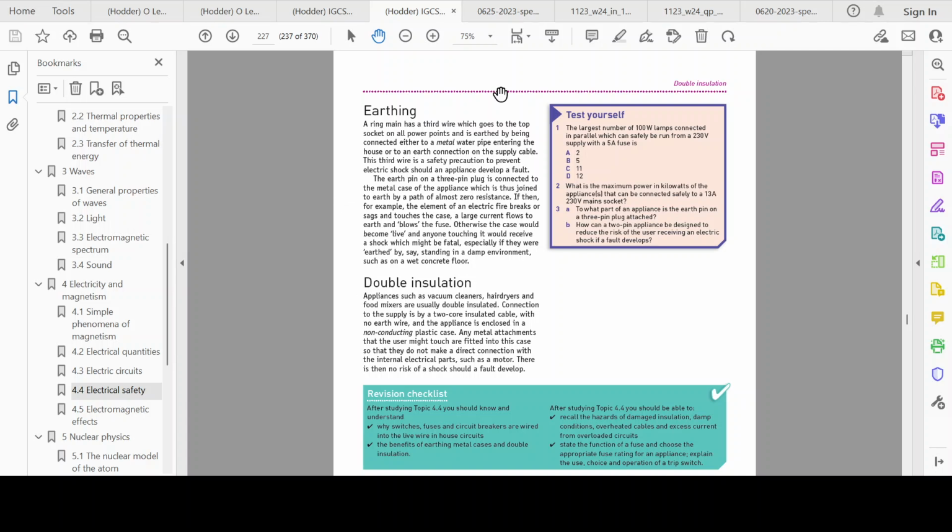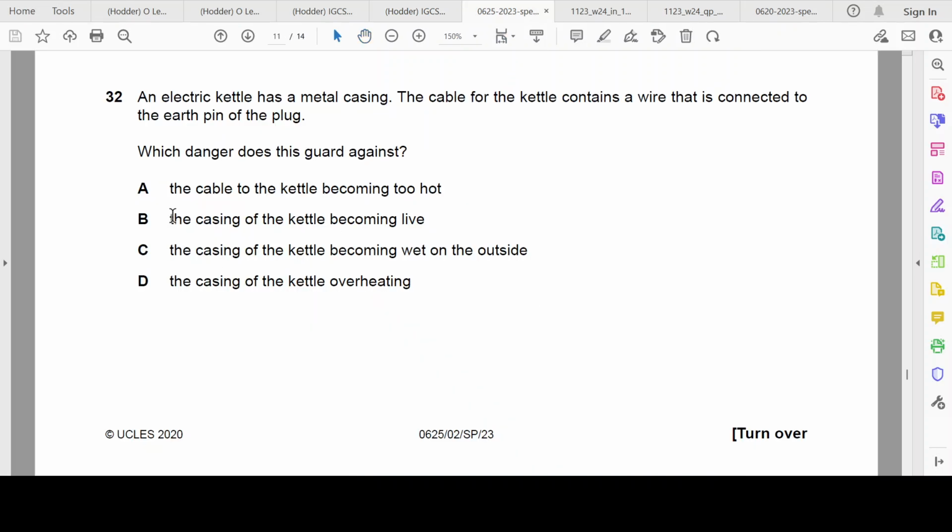So therefore, it prevents the casing of the kettle from becoming live. It has a metal casing, and that's the problem. So it prevents electricity flowing through the casing, which would cause a shock to the user, especially since it is an electric kettle, so you're putting water in it, which is worse. Okay, right, Sobia? So the correct answer is B.